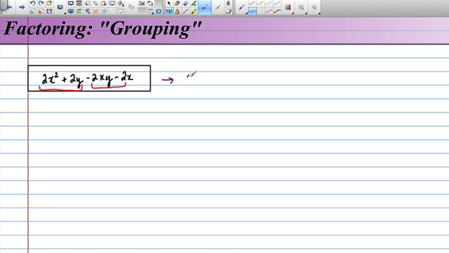So we'll have 2 bracket x squared plus y. Now, right here, you realize you're not going to get an x squared plus y. Our choice of regrouping isn't right. We need to rewrite 2x squared minus 2x plus 2y minus 2xy. And hopefully that'll help.